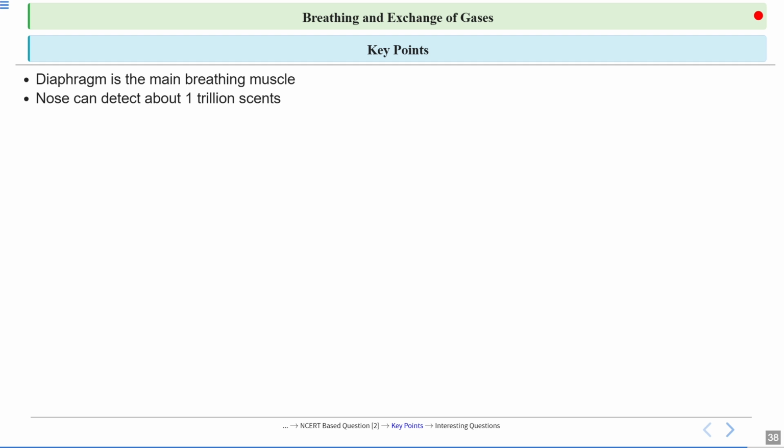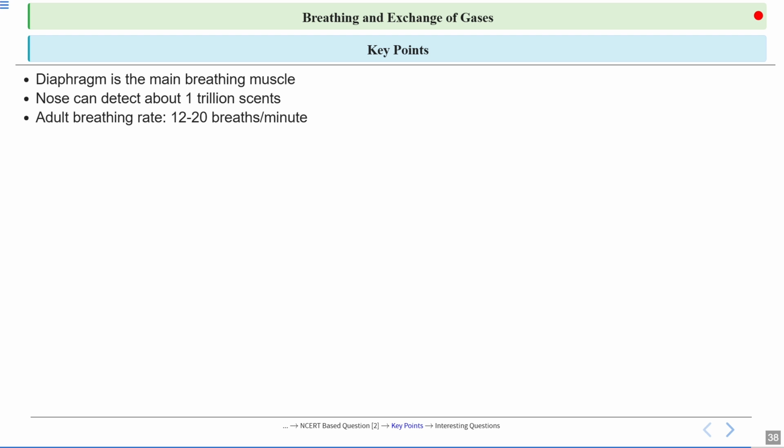Okay, now the nose can detect about 1 trillion scents. One of the roles of the nose is in the inhalation and exhalation of air. Atmospheric air enters through the nose and through the mouth, and the air is expelled out through the nose and the mouth. The nose can also detect 1 trillion scents, as it has receptors.